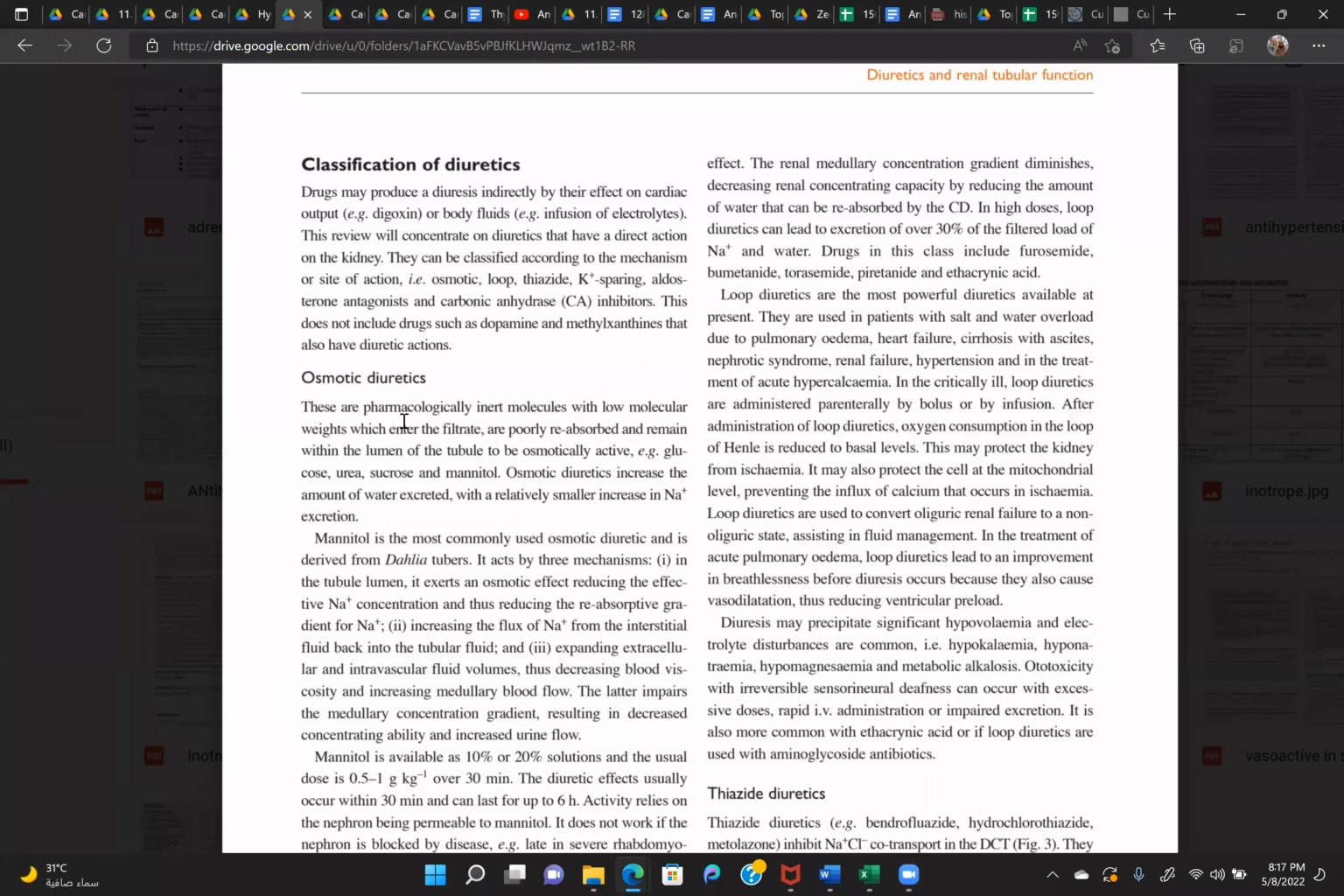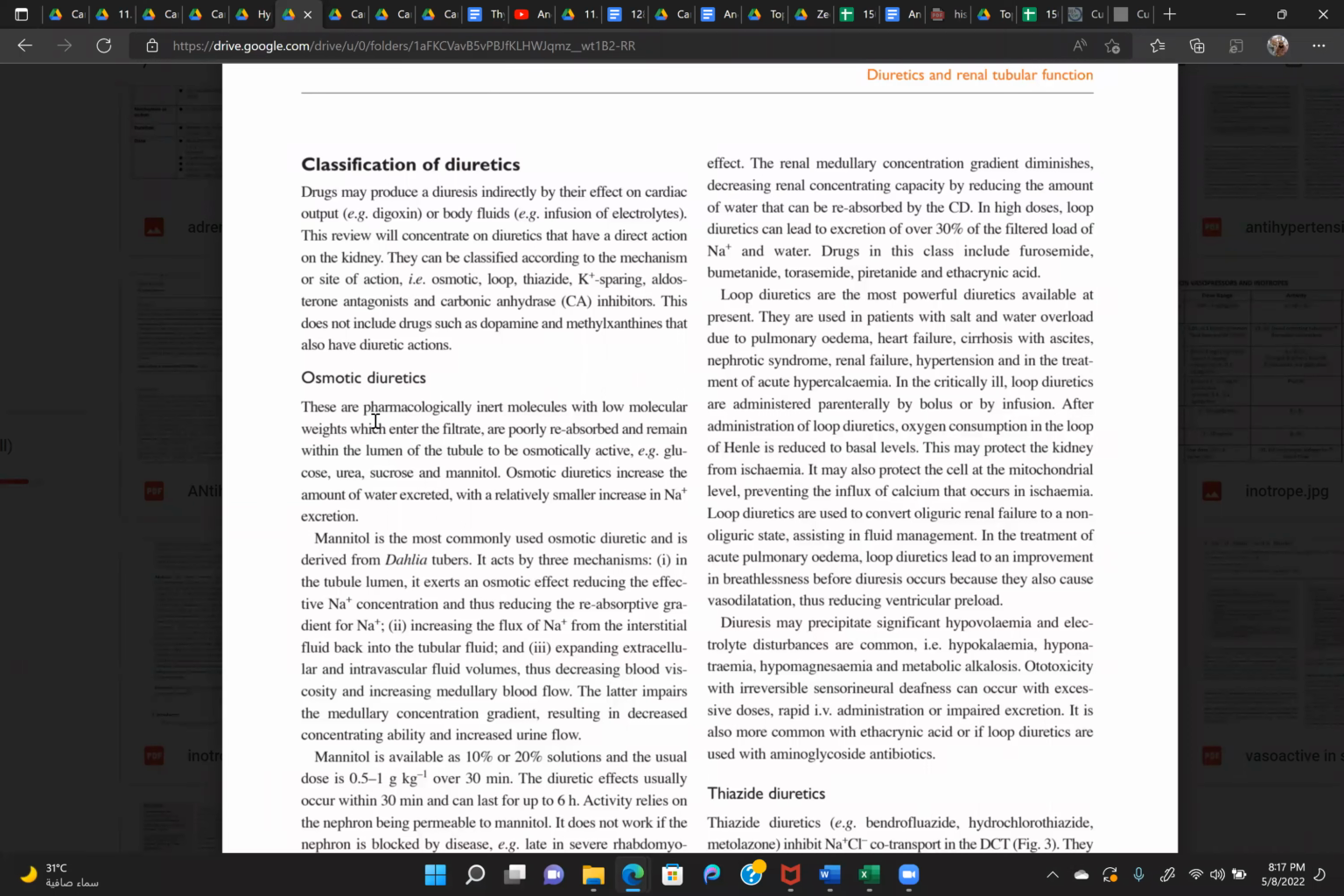Okay. So osmotic diuretics, what is the mechanism of action of osmotic diuretics? Sir, they create an osmotic gradient in the, I think, the distal convoluted tubule or the distal collecting ducts. And through the osmotic gradient across the membrane.